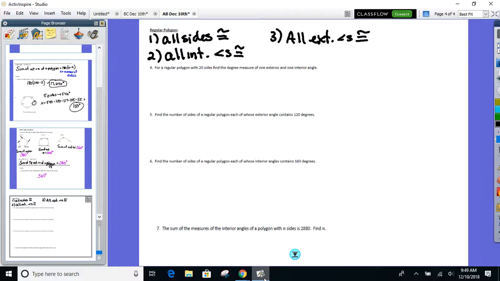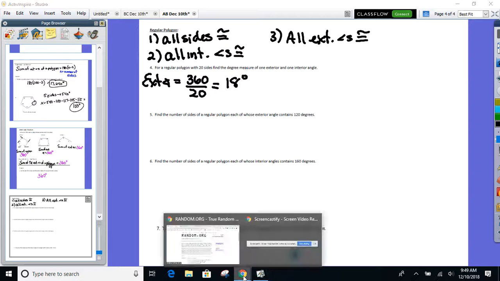Let's do exterior first. What do all of them add up to? Okay, so I know they all add up to 360, and how many of them are there, Catherine, in this case? 20, and since it's regular, what do you know about all 20 exterior angles? So what can I do with that 360 and 20? There you go, 360 divided by 20. And what do you got for me? 18 degrees. One exterior angle, 18 degrees. Nice job. Everyone all right on that?